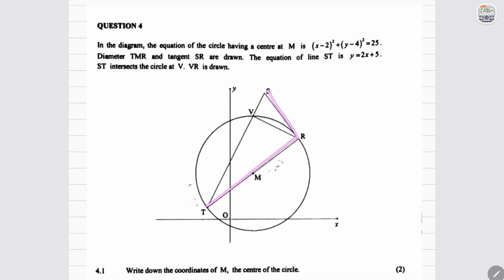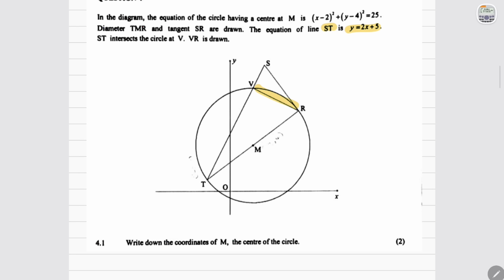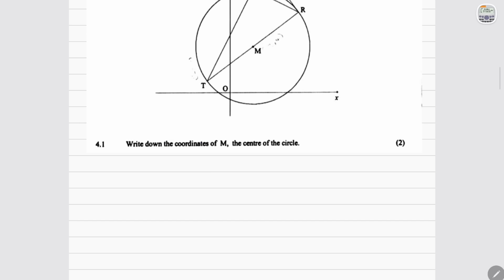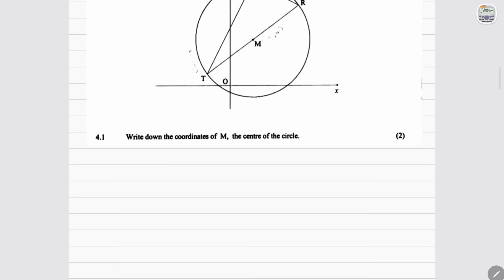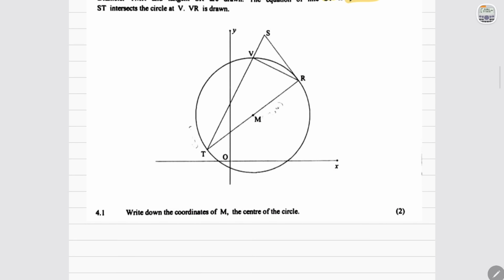Okay, you know the relationship between a radius and a tangent at their point of contact. Maybe it would be important, we'll see. Then they tell us that the equation of line ST is this. Okay, so just keep that in mind. This line ST, we have its equation, and that's what it is. Then they say ST intersects the circle at V. Okay, and then VR is drawn. The first question, 4.1, says, write down the coordinates of M, the center of the circle.